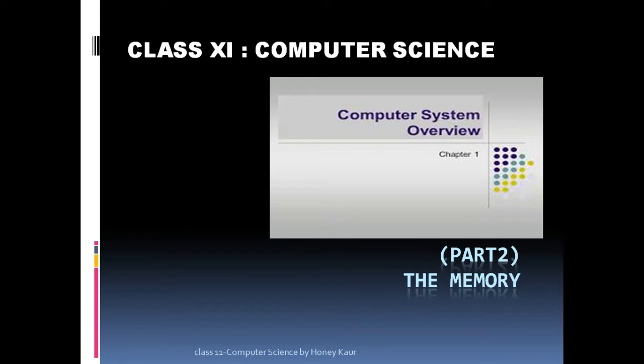In our previous video, we covered two main functional components of the computer system, that is the input device and the output device. And in this video, we are going to cover the most important component of the computer system or computer organization, the memory.